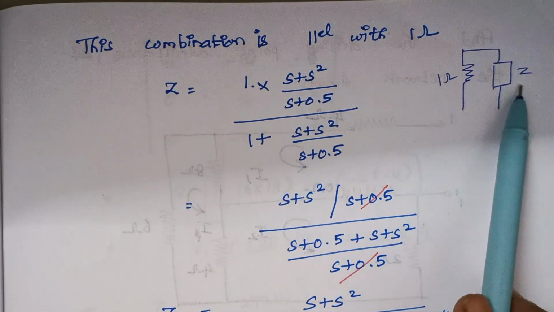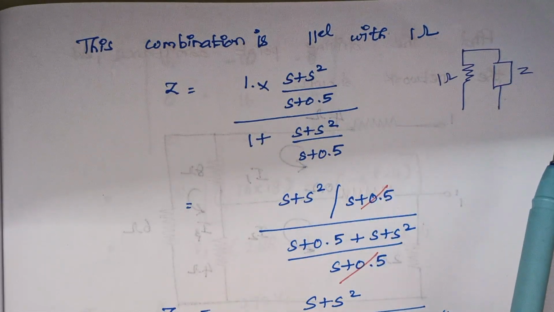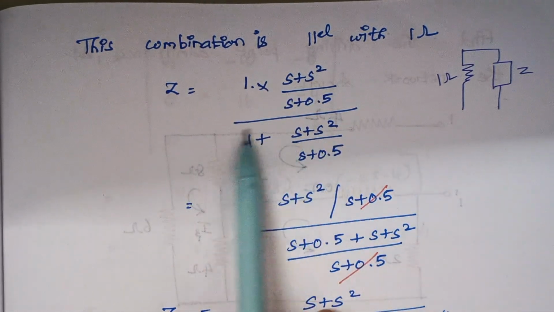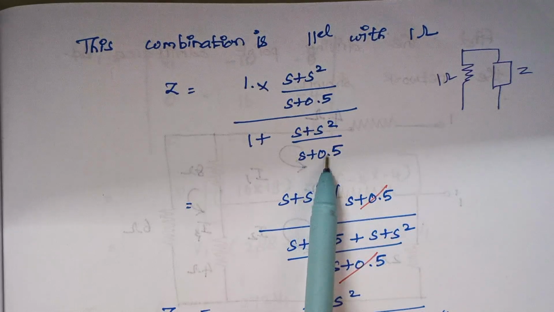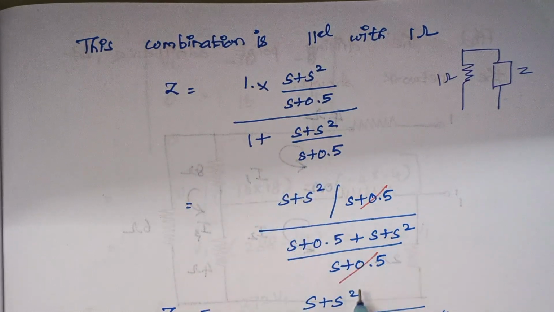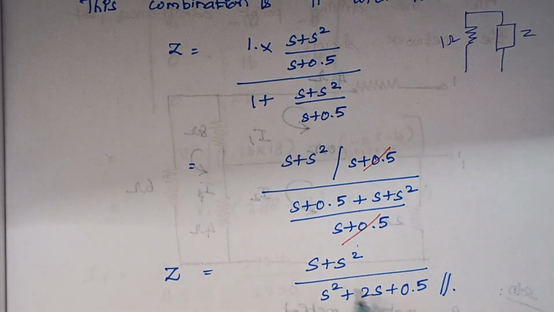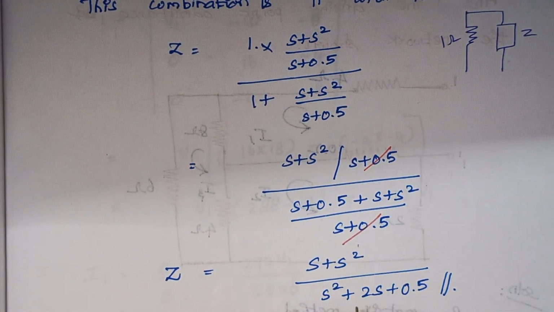So Z1 into Z2 divided by Z1 plus Z2. As per the formula, just multiply, and for the denominator part you have to take LCM. Once you take LCM, the whole term will be divided by s plus 0.5. Now you can cancel the denominator terms of both the numerator and the denominator part. So the value of impedance is finally s plus s square divided by s square plus 2s plus 0.5. This is the value of driving point impedance of the given network.